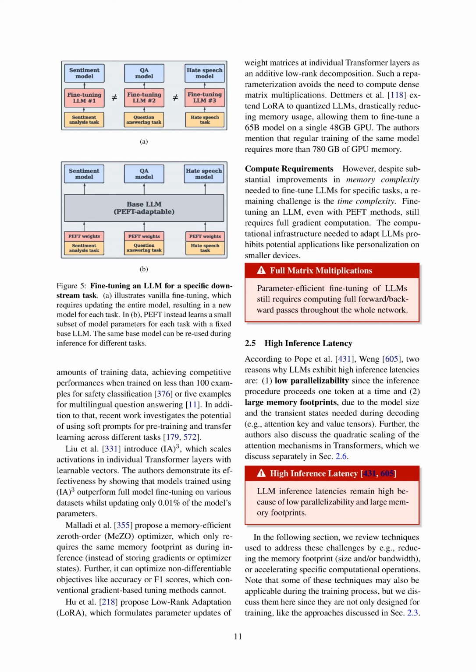Yet another method is low-rank adaptation, LoRA, which applies updates to the weight matrices of individual transformer layers as an additive low-rank decomposition. This kind of reparameterization eliminates the need for dense matrix multiplications, thereby increasing efficiency. This method has been further developed for use with quantized LLMs, leading to a significant reduction in memory usage and enabling the fine-tuning of a model with 65 billion parameters on a single 48 GB GPU. To put this in perspective, the authors point out that the regular training of the same model would typically require more than 780 GB of GPU memory.